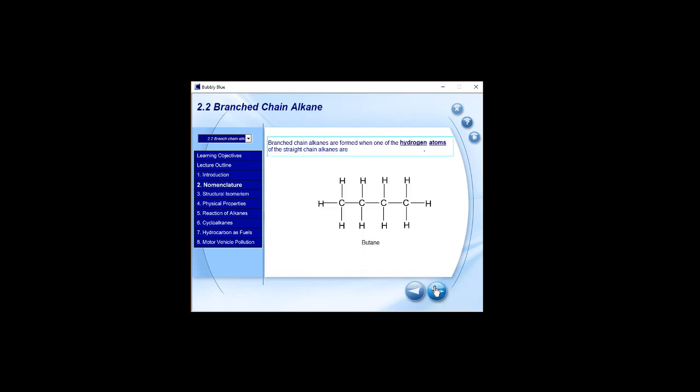When one or more hydrogen atoms of a straight chain alkane are replaced with alkyl groups, we will get branch chain alkanes. For example, 2 of the hydrogen in butane can be replaced by 2 alkyl groups to form 2,3-dimethylbutane.